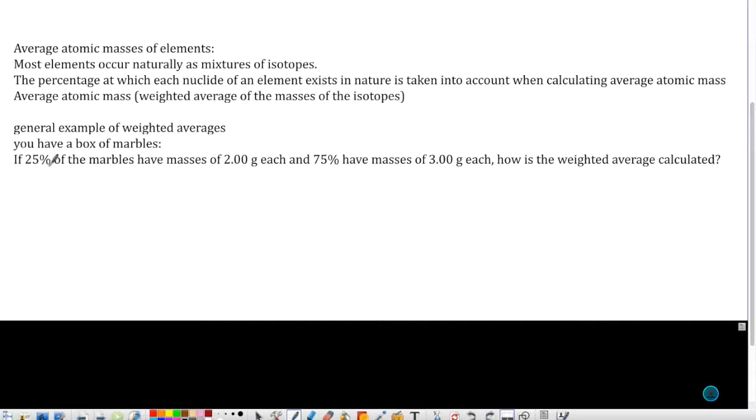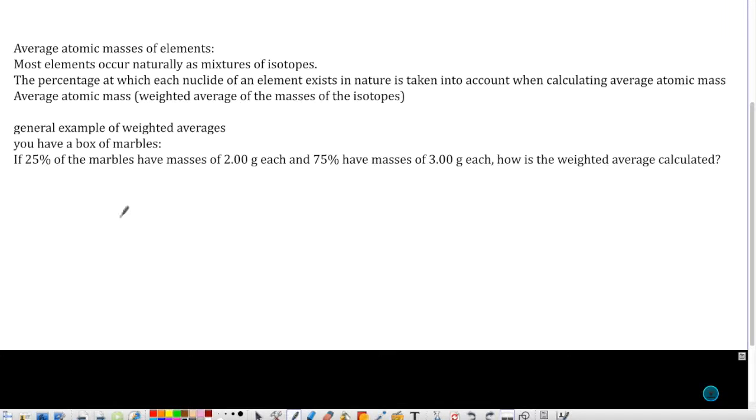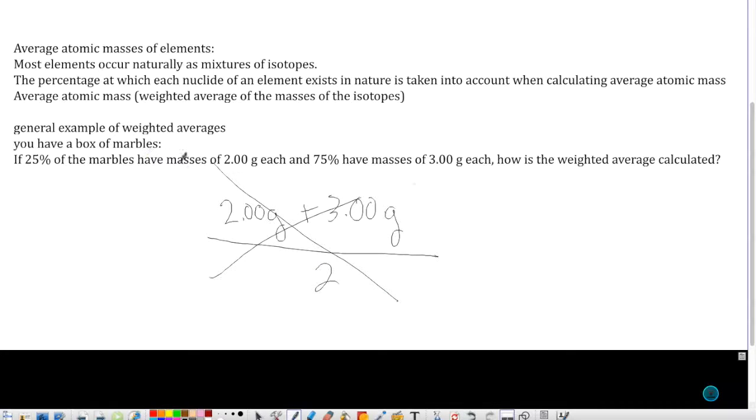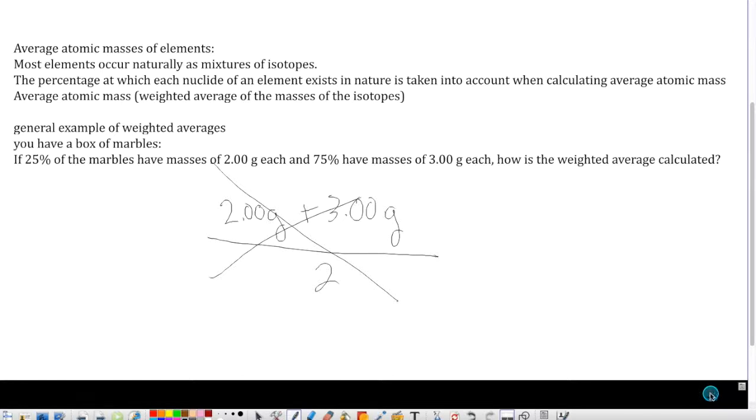Keep in mind that you can't just do 2.00 grams plus 3.00 grams over 2. You can't just take an average. That doesn't work, because you have to take into account that 25% of your marbles are 2 grams and 75% of your marbles are 3 grams.